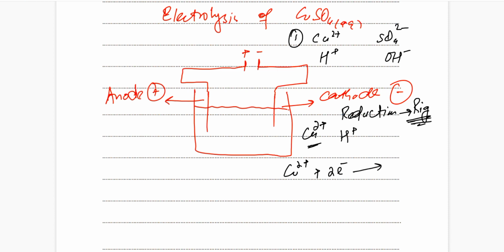Reduction is the gain of electron. So copper solid will be formed and it will be deposited on this. Okay, a bit pink color, you can say. Okay, reddish brown, you can say it has the color.